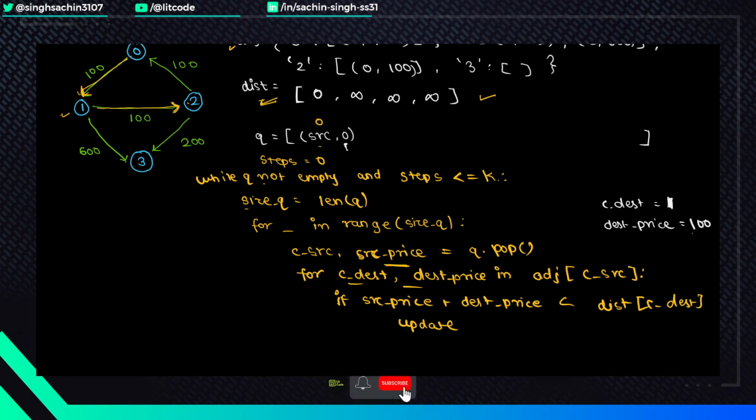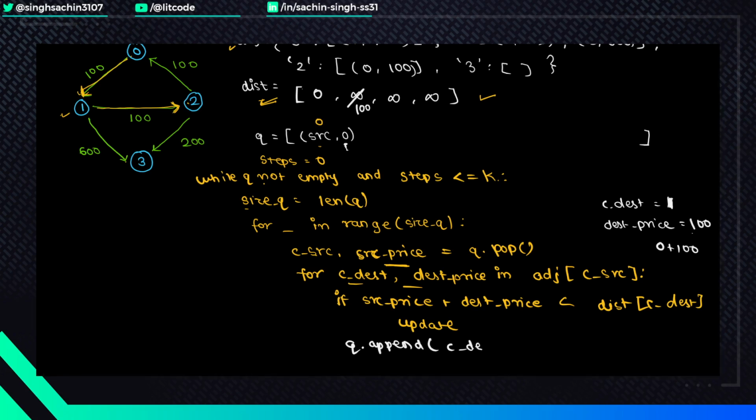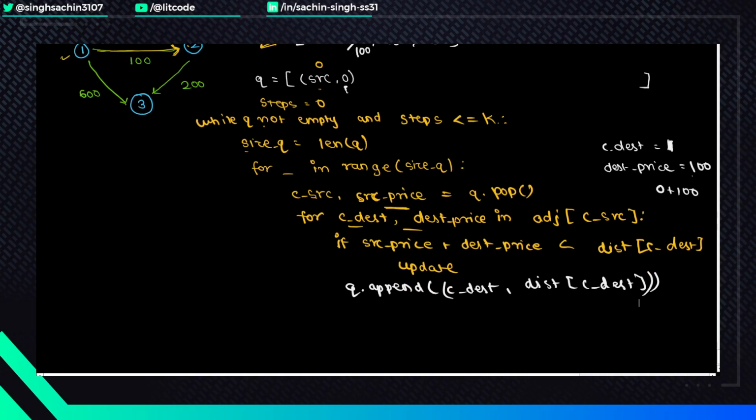So from 0 to 1, of course it is 100, because 0 plus 100 will be 100. So I'll update this infinity with 100. And we will simply add the destination which we just processed, and the price it took me, which will be this value, to the queue, so that we can reference it anywhere.